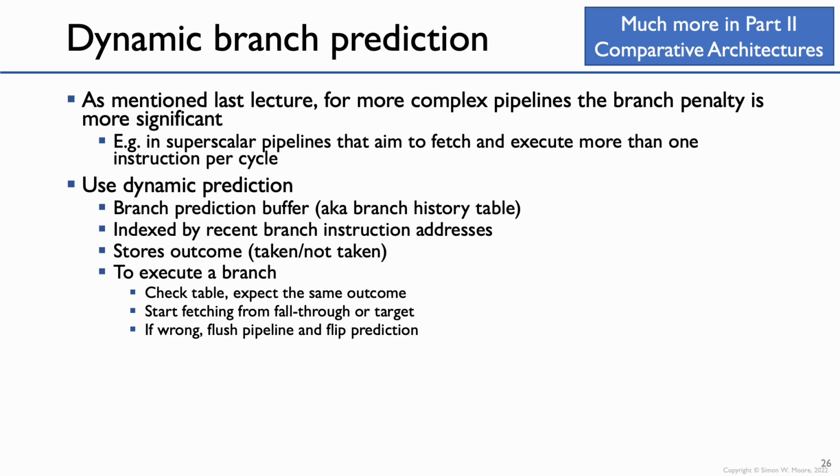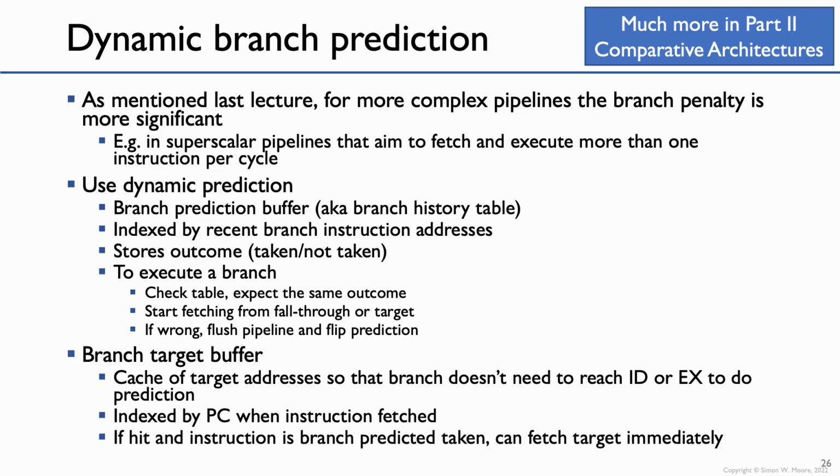So to execute a branch, we will have checked the table, and so we'll predict what the outcome is. In fact, we even predict that it is a branch instruction, and then we start fetching from the fall through or the target that's in our predictor table. And of course, we'll still fetch the branch instruction and we'll allow it to proceed down the pipeline. At the point when the branch instruction is actually executed properly, we know whether the branch is taken or not. And at that point, we determine whether we flush the pipeline and change the prediction bits, or whether we got it right and everything can proceed correctly.